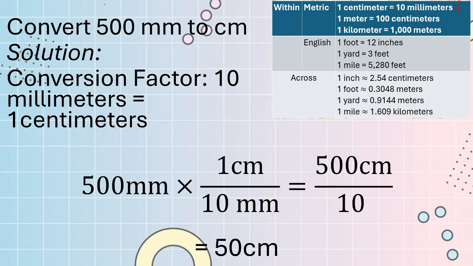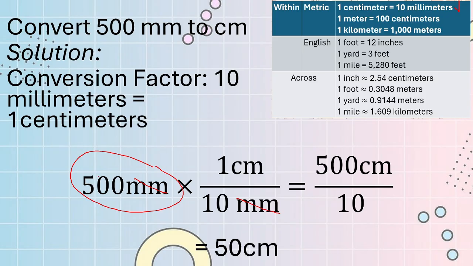So, kung makikita natin, ang tanong ay 500 millimeters, therefore, we will be writing your 500 millimeters. Ano ba ang conversion? Ano ba ang hinahanap natin? 1 centimeter is equivalent to 10 millimeters. So, kailangan ulit, magka-opposite sila para makancel natin ang millimeters.